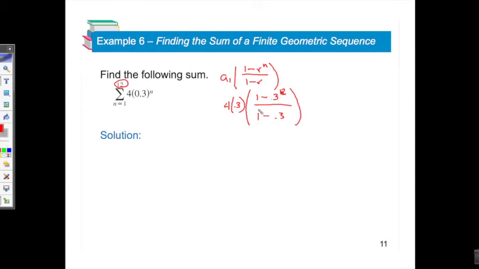So, when I evaluate, I got 1 minus 0.3 raised to the 12, over 1 minus 0.3, and 4 times 0.3. All of this together comes out to 1.71. And that would be my summation for the first 12 terms of this particular sequence. Simple enough, just using a formula.